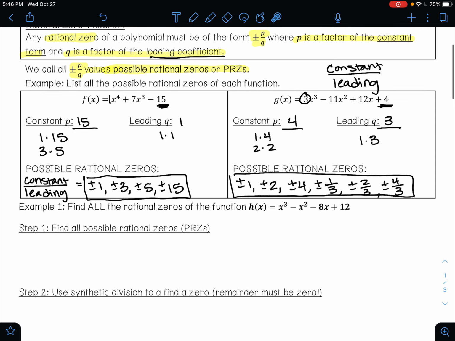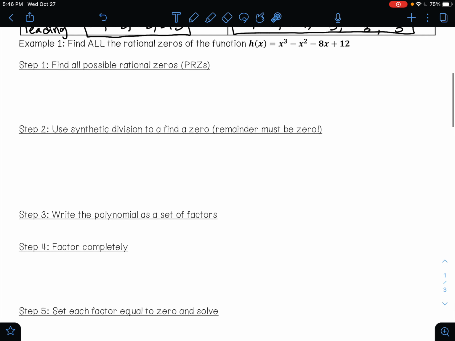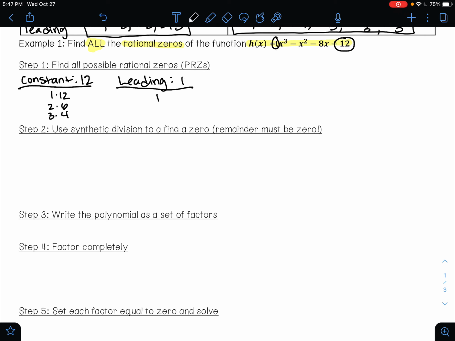So let's try this with example 1. Example 1 says find all of the rational zeros for the function h of x equals x cubed minus x squared minus 8x plus 12. Step 1 is to find all of the possible rational zeros. So this is when you do constant divided by leading. What is my constant? My constant is 12. The factors of 12 are 1 times 12, 2 times 6, and 3 times 4. My leading coefficient is 1. Factors of 1 are just 1.